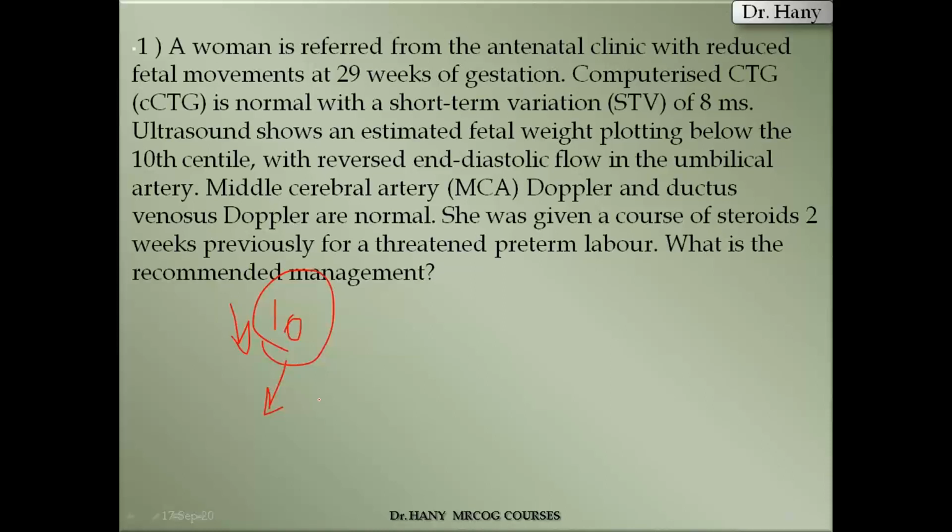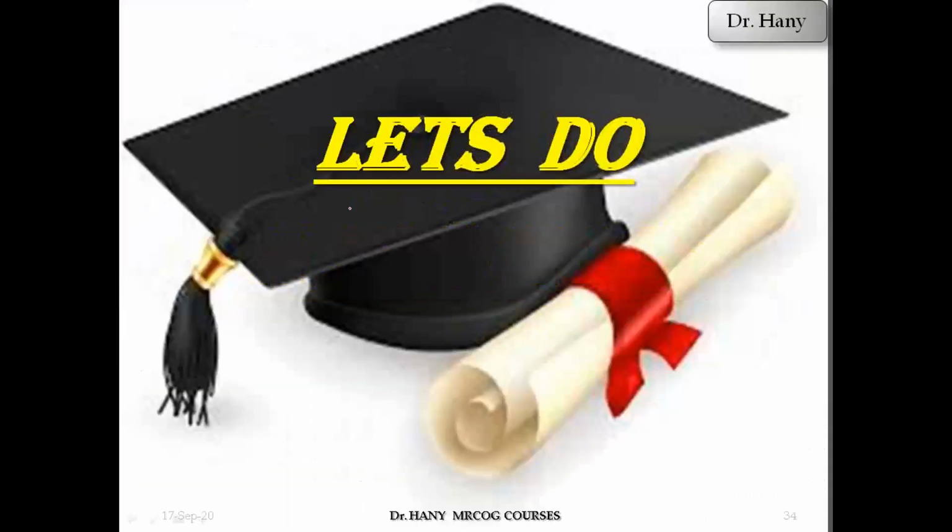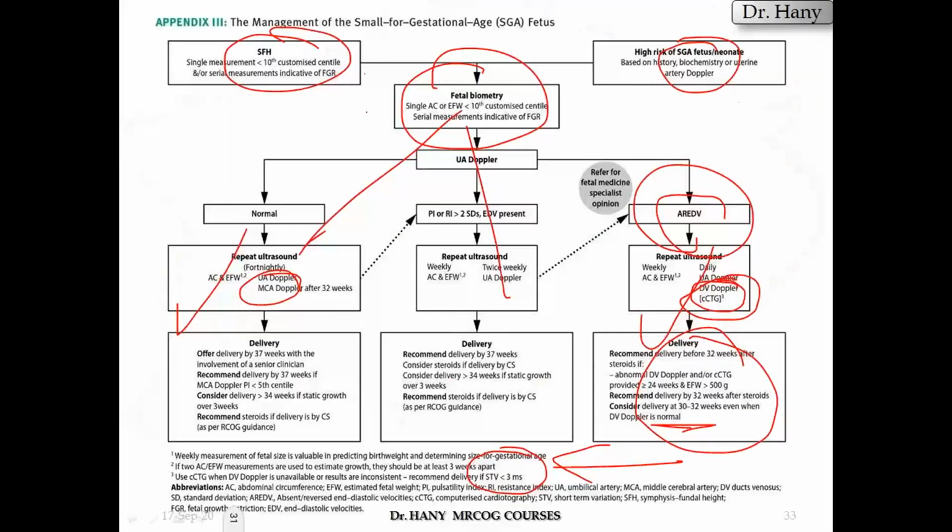If it is normal, you will start the induction of labor at 37 weeks. This is what I told you. You are going with the first arm here. This one. You are here. Delivery by 37 weeks of gestation. Involvement of senior. Induction of labor or cesarean section.